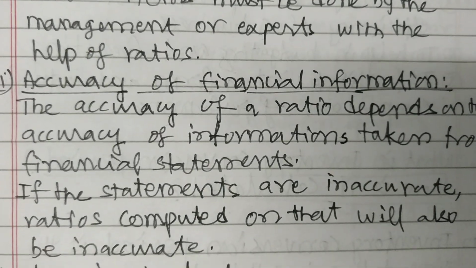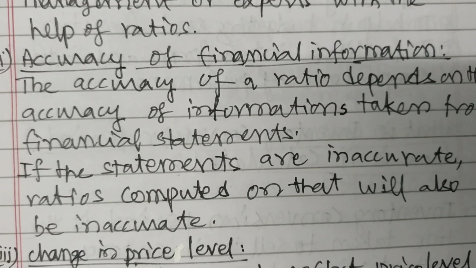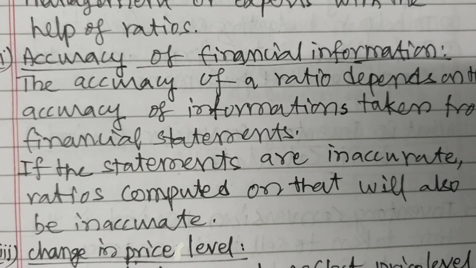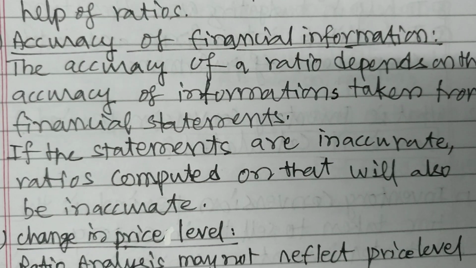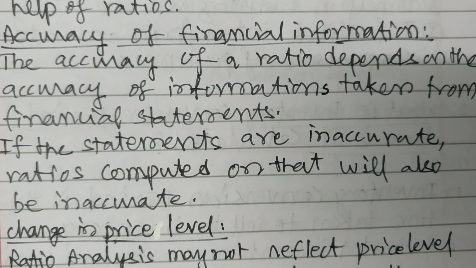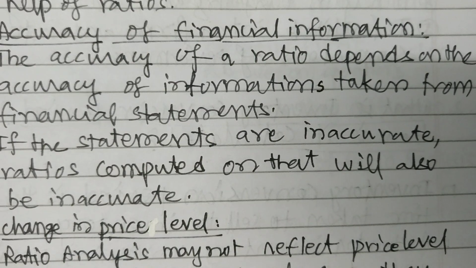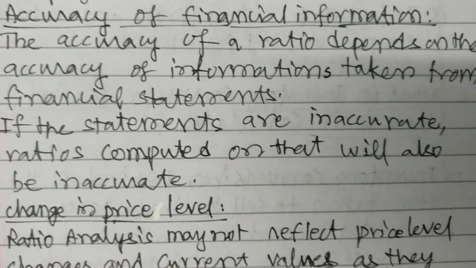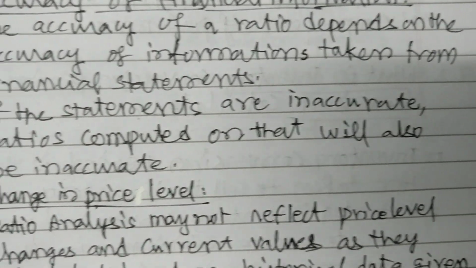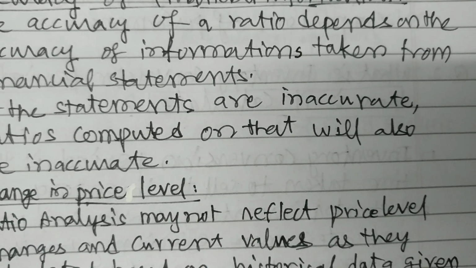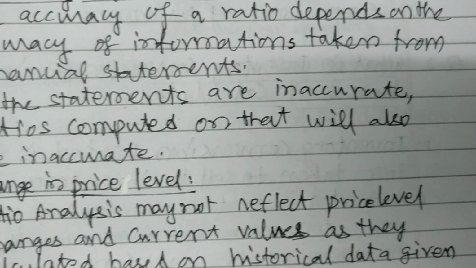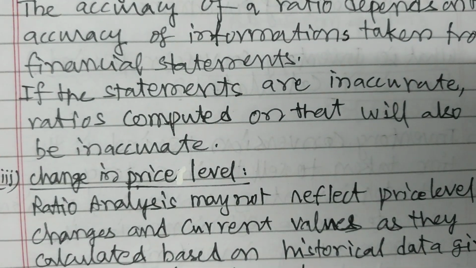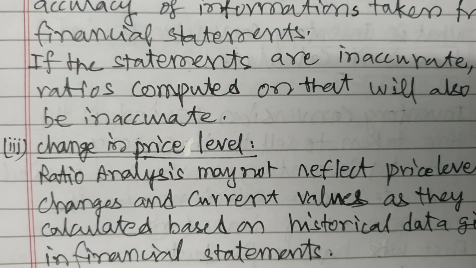Accuracy of financial information. The accuracy of ratio depends on the accuracy of information taken from the financial statements. If the statements are inaccurate, ratios computed on that will also be inaccurate. Change in price level.